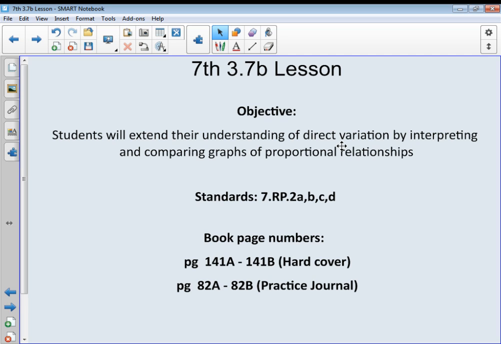Okay, this is 7th grade lesson 3.7b. Our objective today: students will deepen their understanding of direct variation by interpreting and comparing graphs of proportional relationships. The standards covered in this lesson are 7.RP.2a, b, c, and d. The page numbers are 141A and B, and pages 82A and B out of the practice journal.